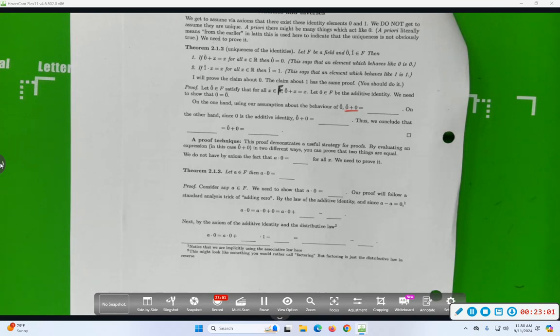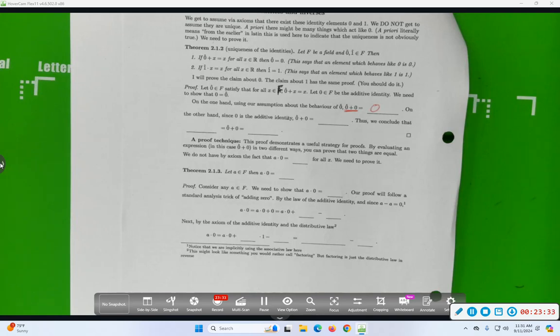So on the one hand, by our assumption about the behavior of 0 hat, what should 0 hat plus 0 be? 0 hat. That's one of the two things. But that uses the behavior of 0 hat. 0 hat is a thing that when I add it to anything, I get that same thing back. So 0 hat plus 0 will be 0.